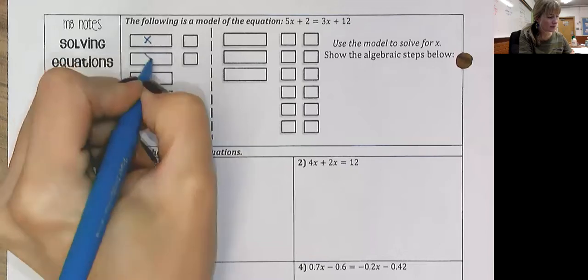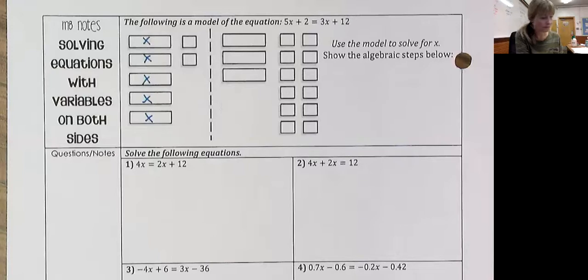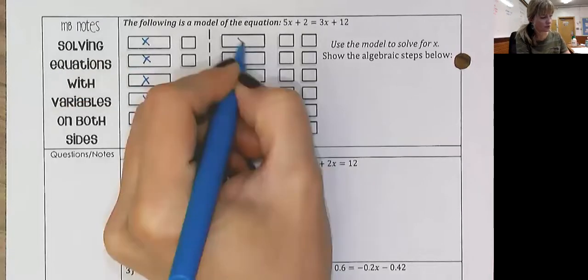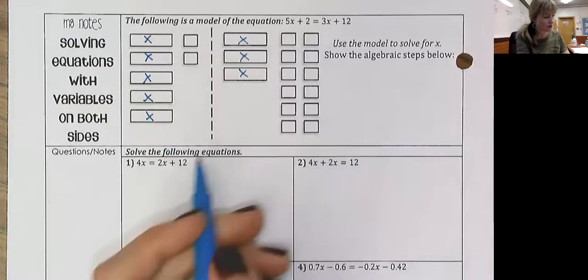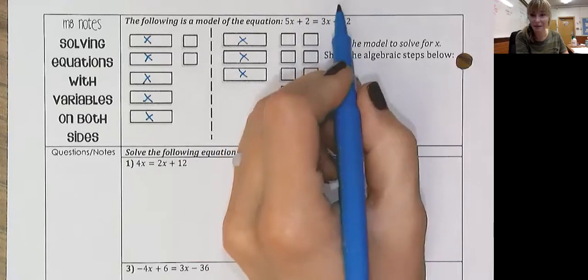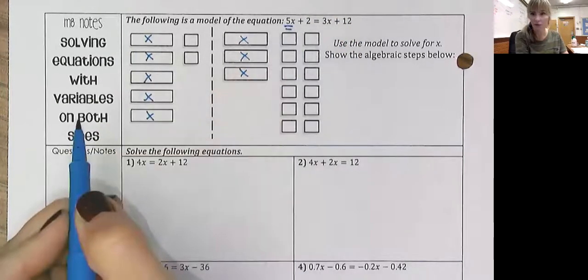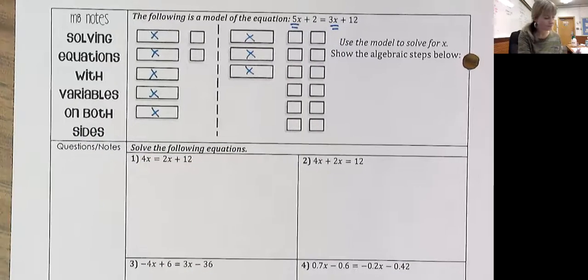These right here are what we call X tiles. Those can be like your bags of chocolate. So we have 1, 2, 3, 4, 5 of them on this side and 1, 2, 3 of them on this side. And those tiles there are to reflect what's happening in this equation right here. Those 5 X tiles go along with 5X, and those 3 X tiles go along with 3X.